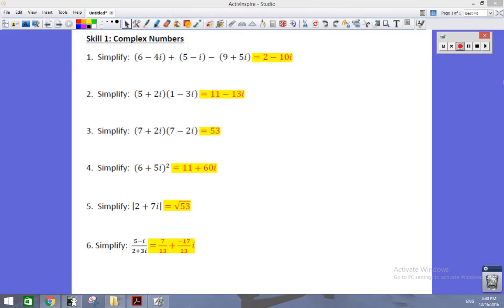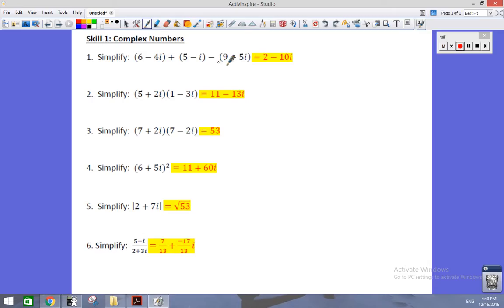Let's take a look at our review problems for the semester review. I've just gone ahead and cut and pasted the answer key for the complex numbers. Now, our skill packet was labeled 6. This was a different order. I think that we can use this to clarify any problems that you might have.